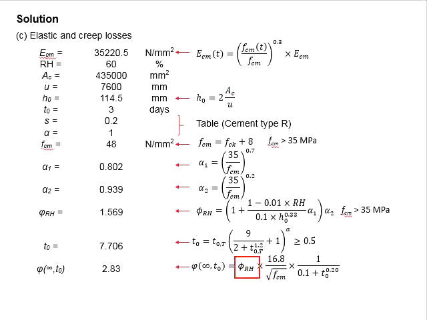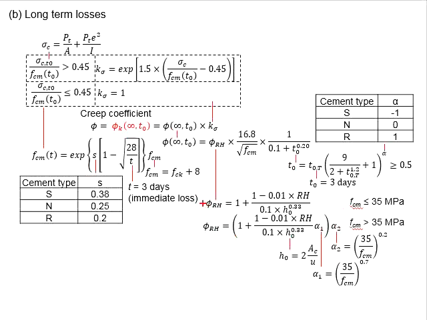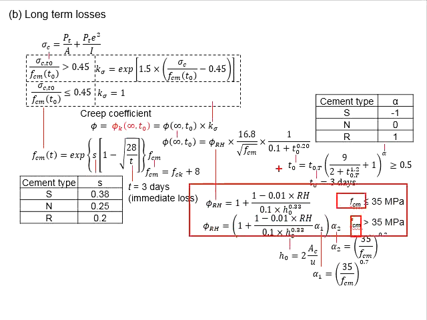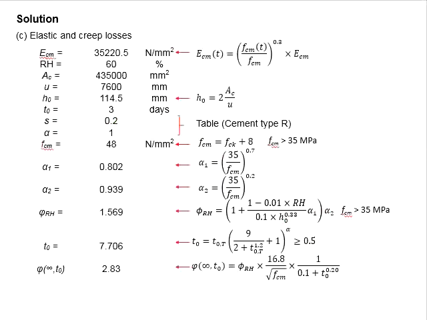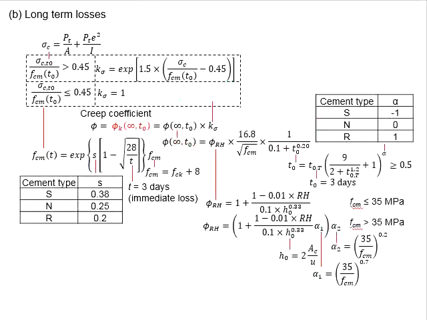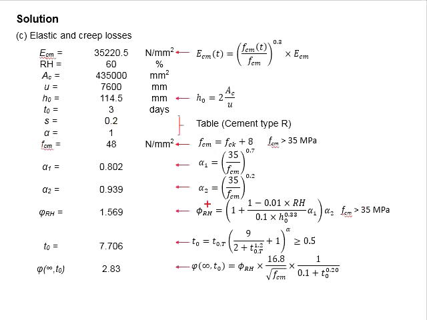We require phi RH, which, referring to this slide, is governed by the fcm. Therefore, we will need to first calculate the fcm. The fcm is calculated from these equations: fck plus 8, which equals 48. Since this number is greater than 35 megapascal, we know that we will need to use these equations to compute the phi RH, which is this equation.